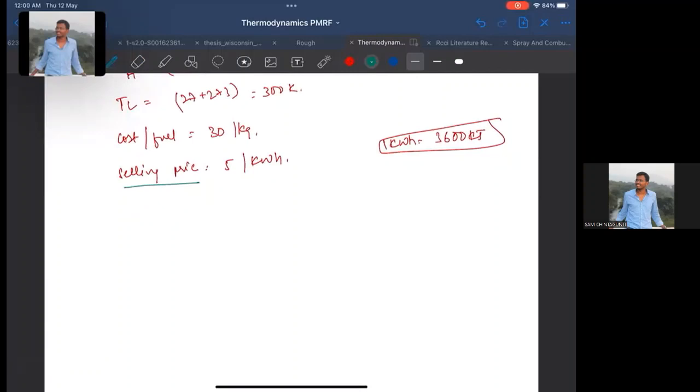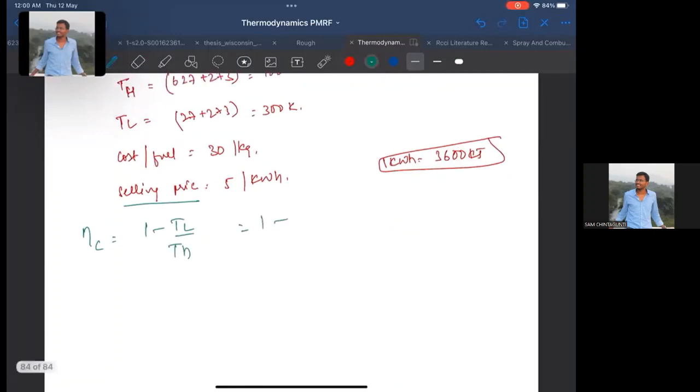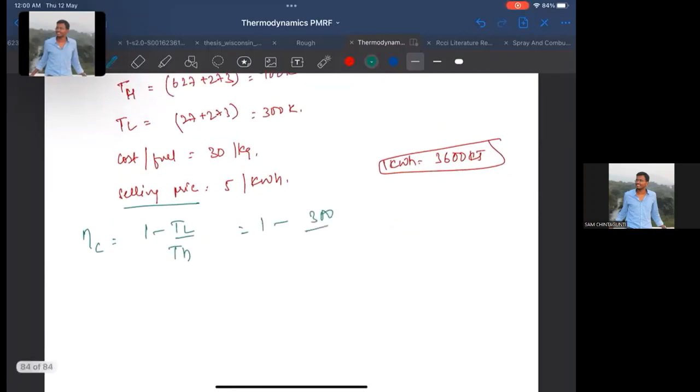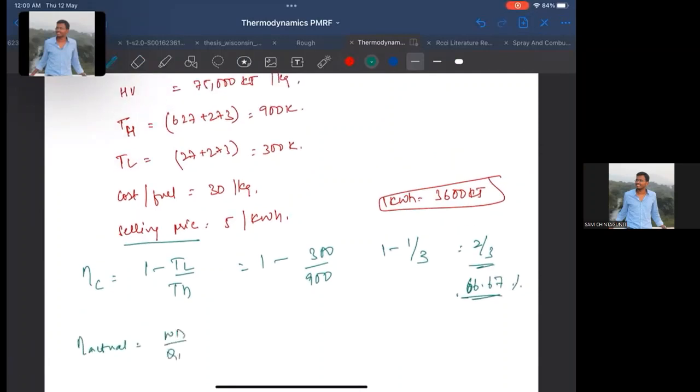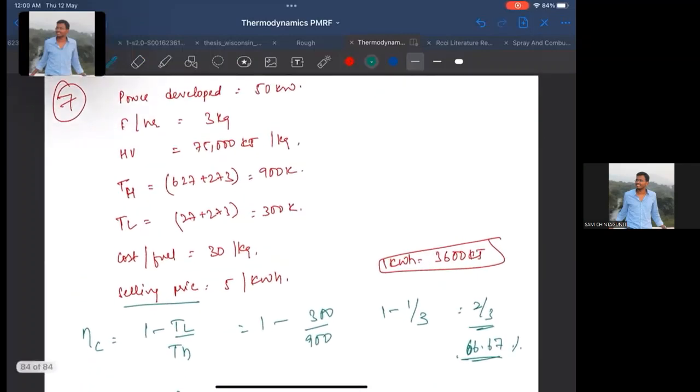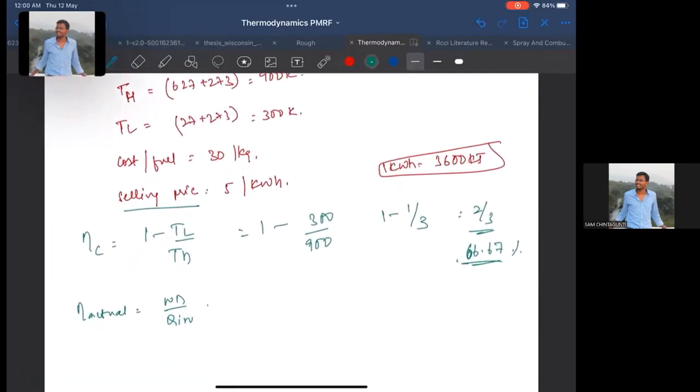So to decide possible or not possible, we have to find the actual efficiency and the Carnot efficiency. So we know that Carnot efficiency is 1 minus TL by TH, equal to 1 minus 300 by 900. So 1 minus 1 by 3 is equal to 2 by 3, which is 66.67%. And the actual efficiency is equal to work done by Q in, right? Yeah, 50 kilowatts is being generated.